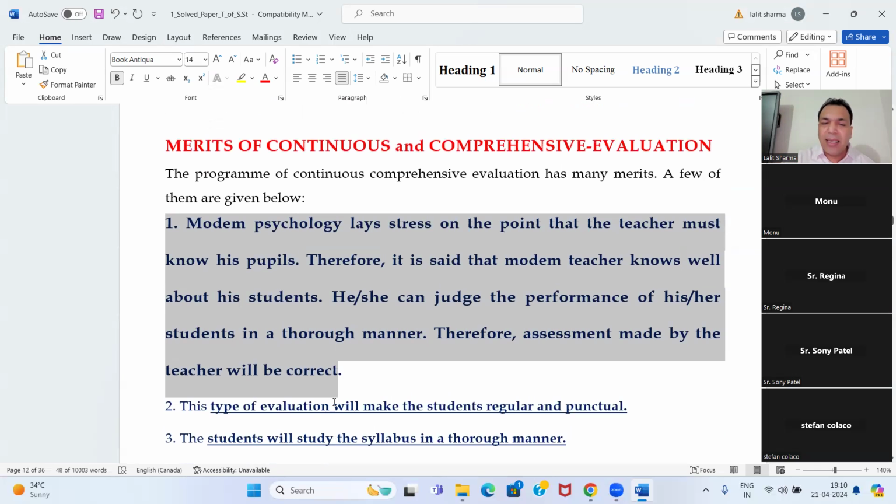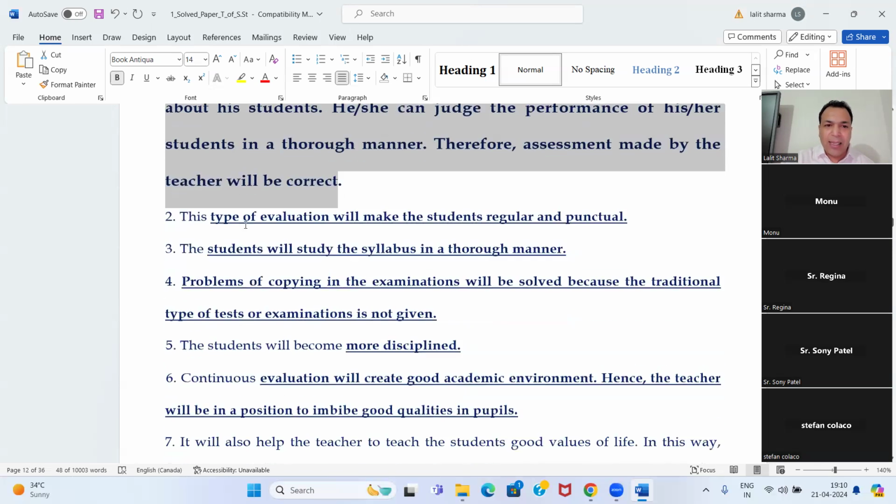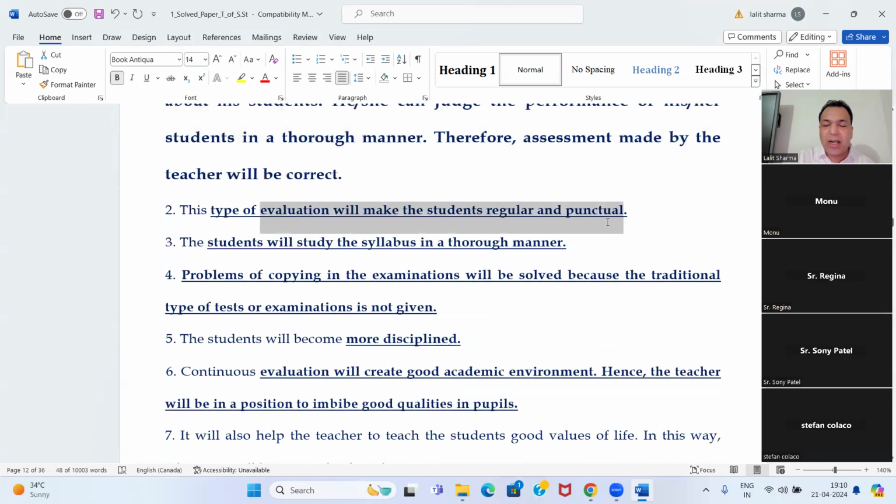well about his students. He or she can judge the performance of his or her student in thorough manner. Therefore, assessment made by the teacher will be correct. The type of evaluation will make the student regular and punctual. Okay. And what you say in your parents teacher meeting, student is not regular, student is not punctual. Actually, guys, teacher is not punctual in the evaluation part.